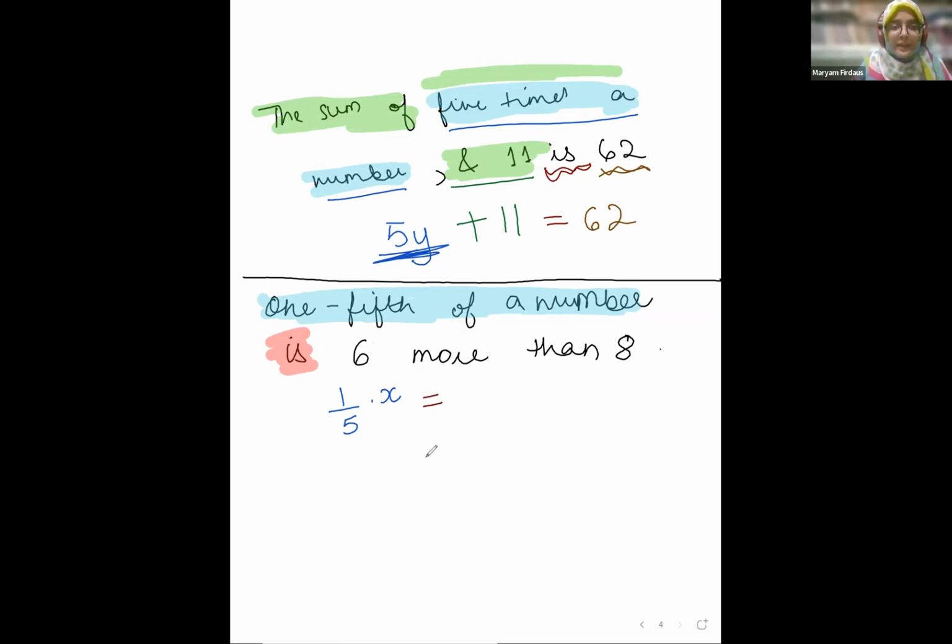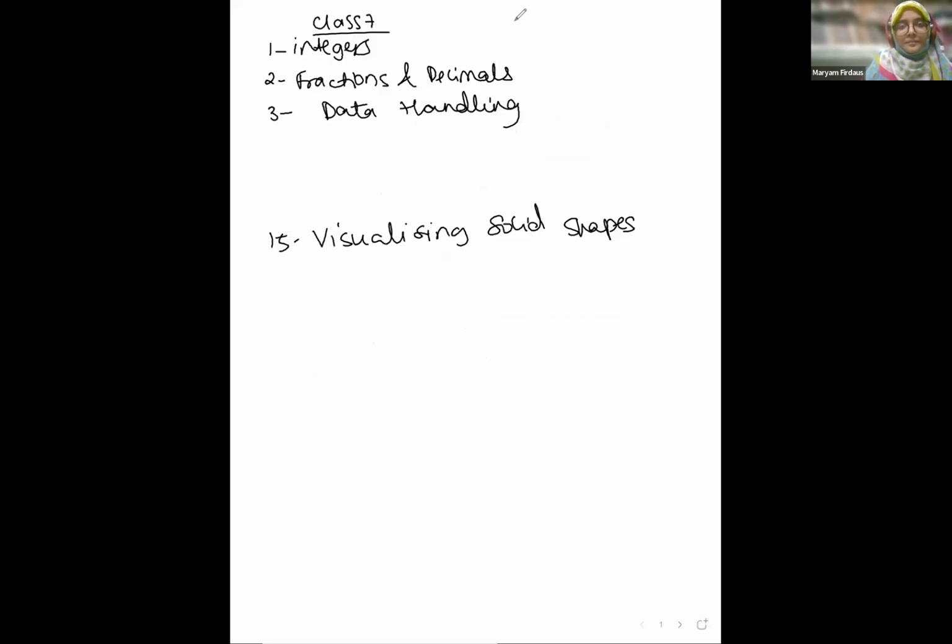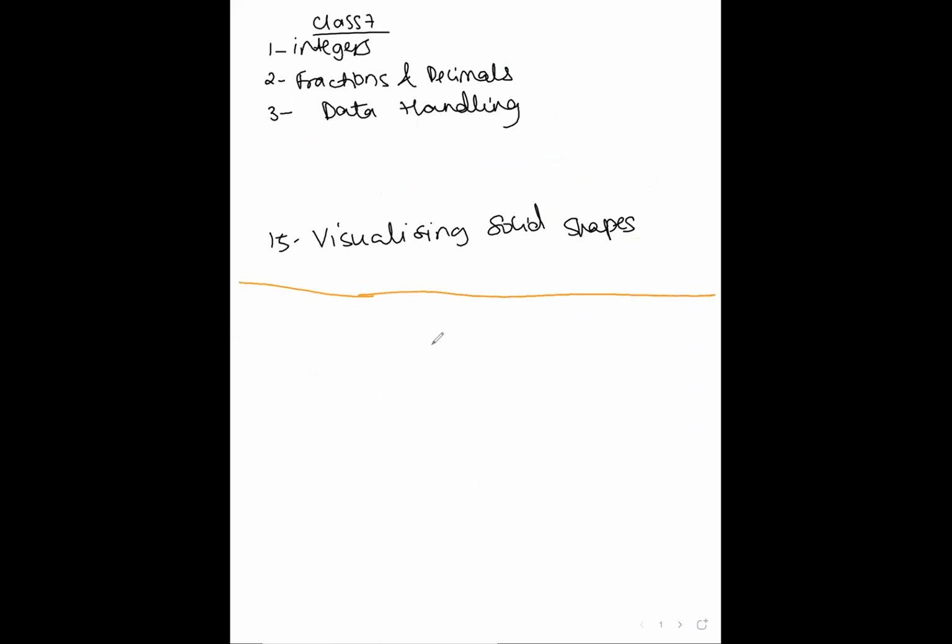1/5 of a number is now 6 more than 8. Okay, this might be a little confusing for you. Let me show you how we can go about with this. See, Hiba, what's your age? 12. So if I say Hiba's age, now listen to this very carefully.